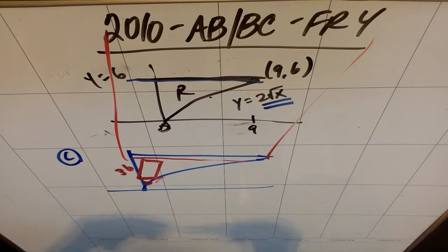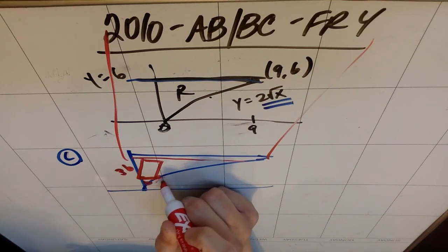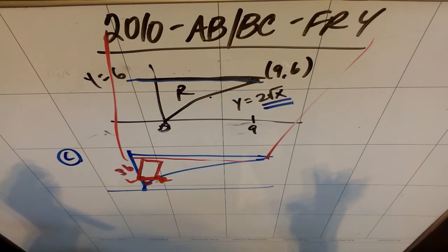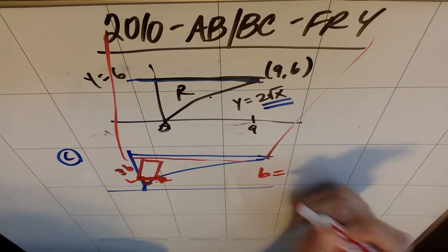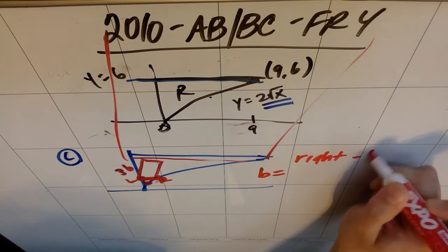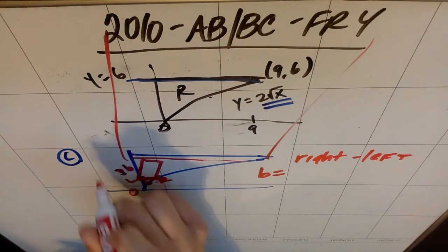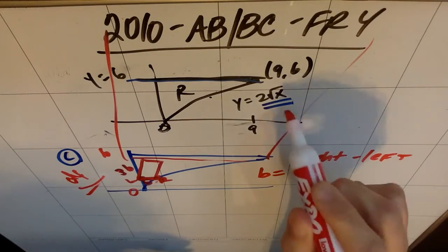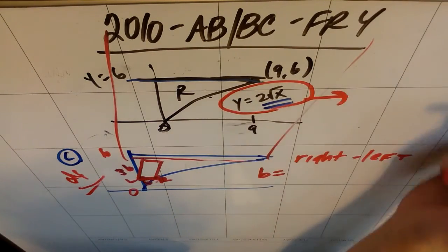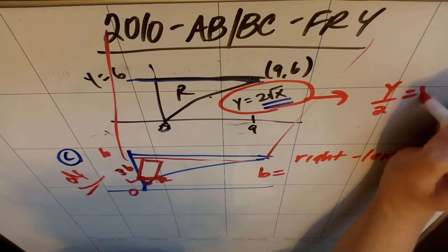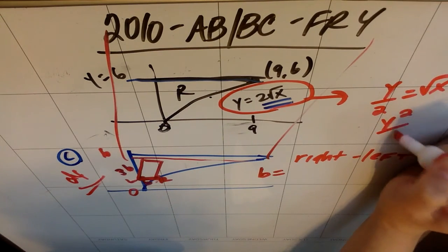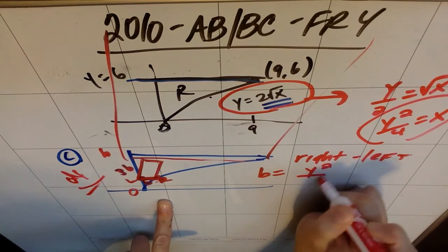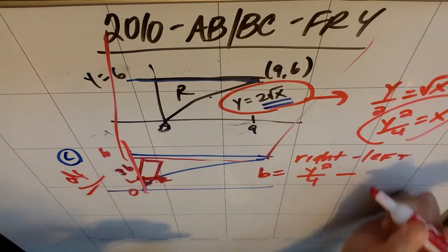So the trick here is that in order to find the base, you're going to have to do right minus left. That's a horizontal line, right? So to find that base length, you do the right curve minus the left curve. And the other thing that's important is you're integrating from 0 to 6 with respect to y. So it's dy. The tricky piece of this problem is you need to solve this for x. So I'm going to get y over 2 equals root x, so y squared over 4 is my x, right? That's what I need here. So my right curve is y squared over 4 minus my left curve, which is just where x is 0.